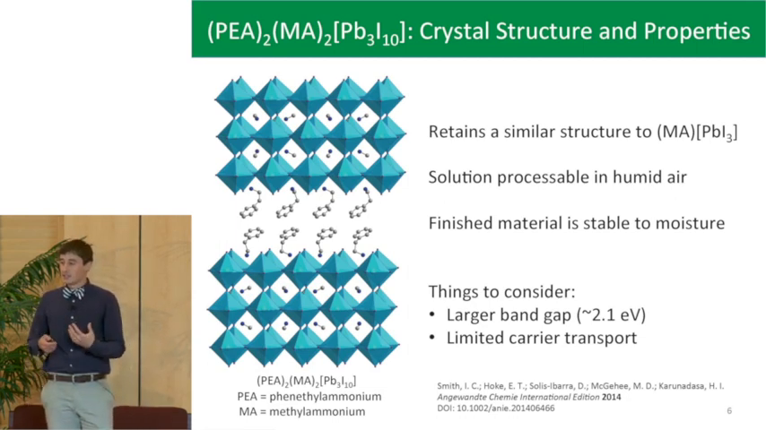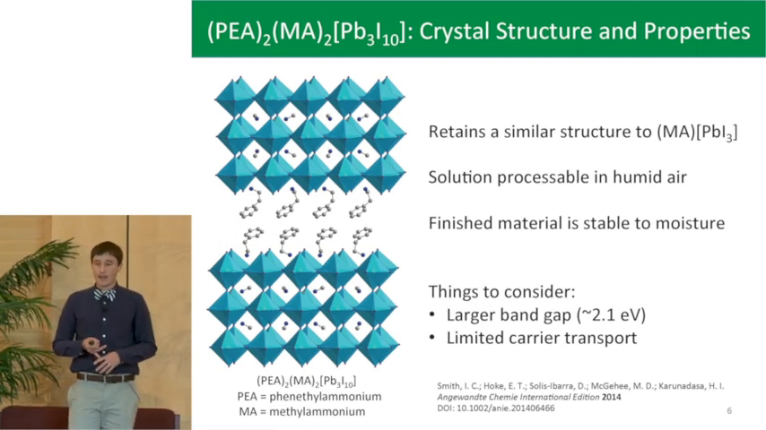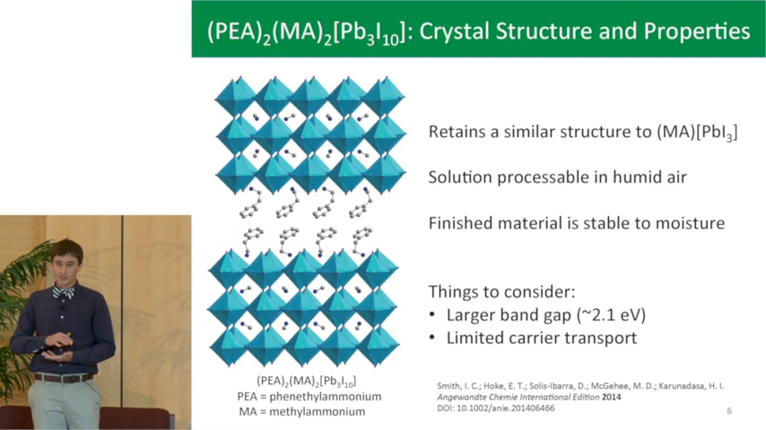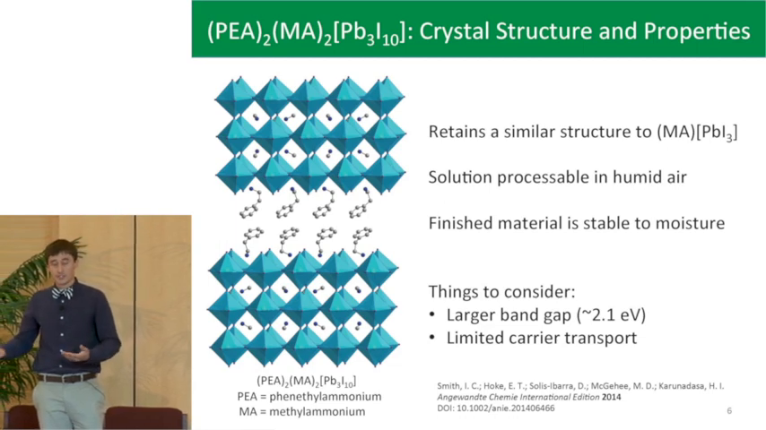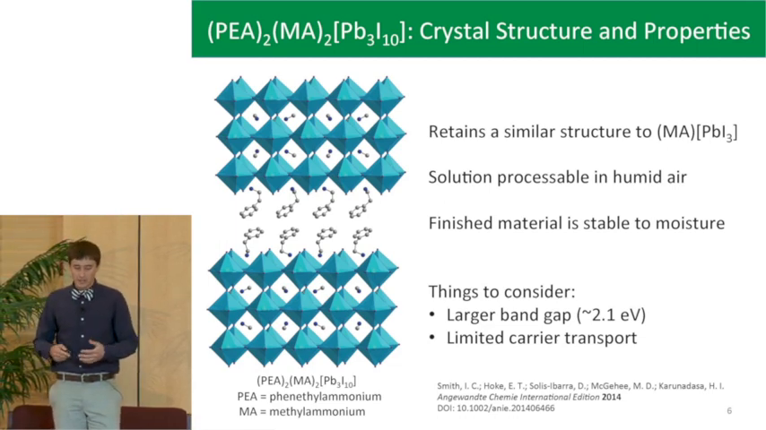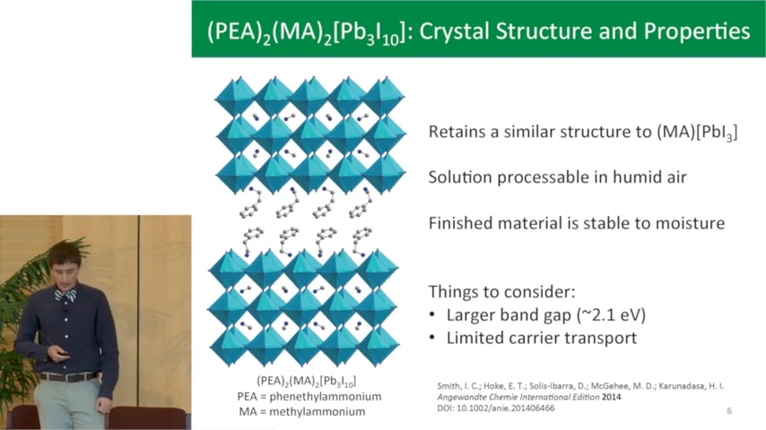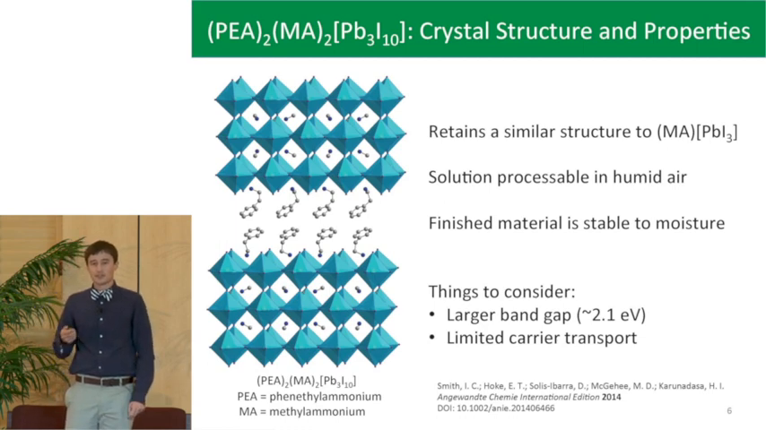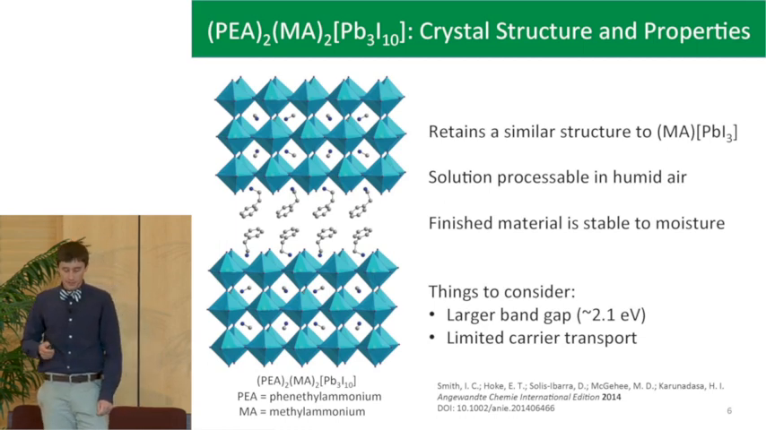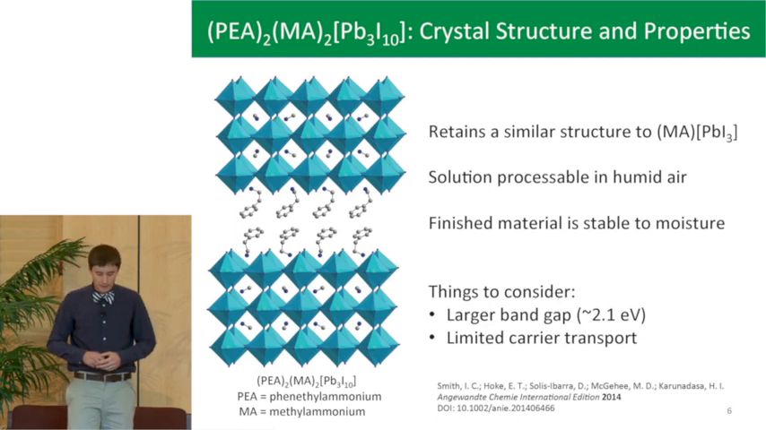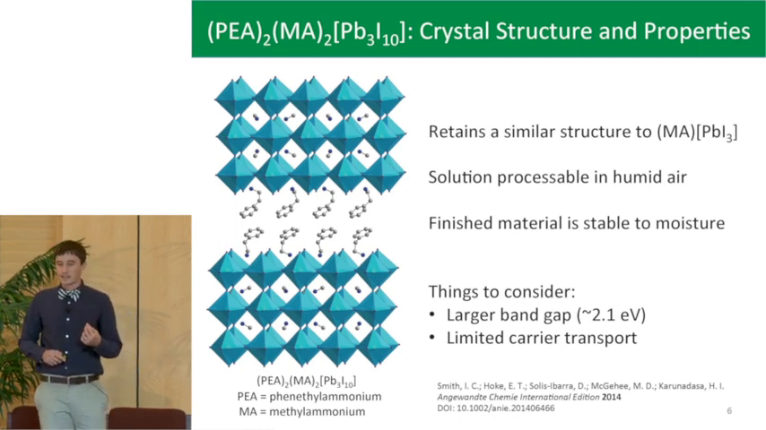However, in this case, it's actually easier to make films out of this material, both because of the layered structure, allowing you to spin the material down on a substrate more easily, but also because you can do it in ambient conditions, which is nice. And after you make the film, it is also more stable to moisture than the three-dimensional material, and I'll talk about that later on.